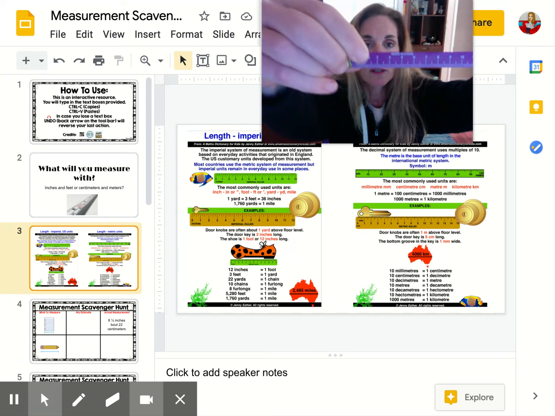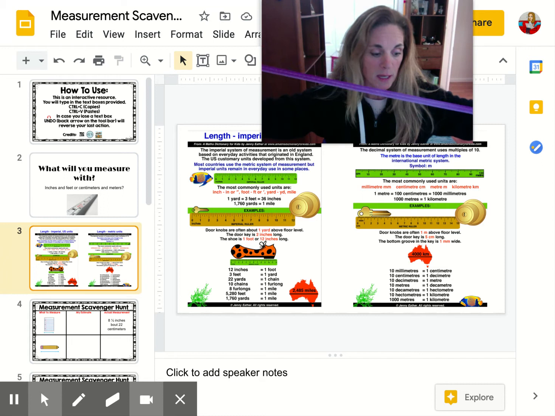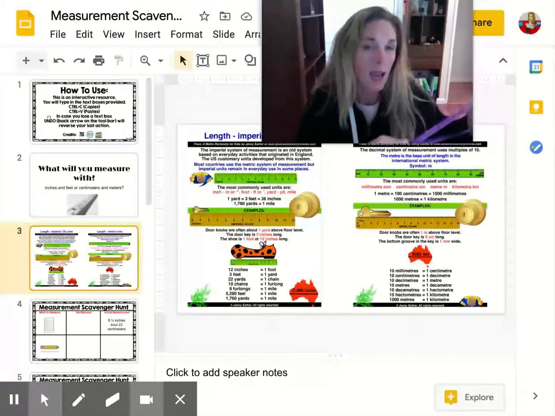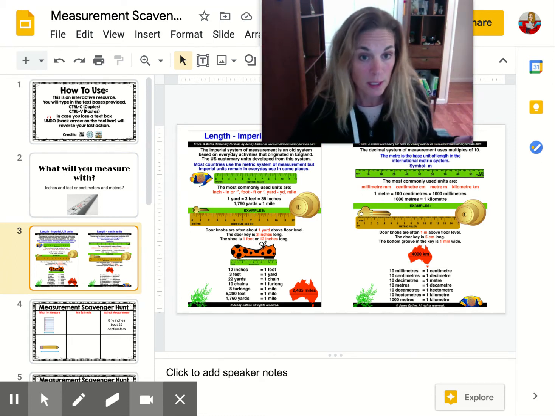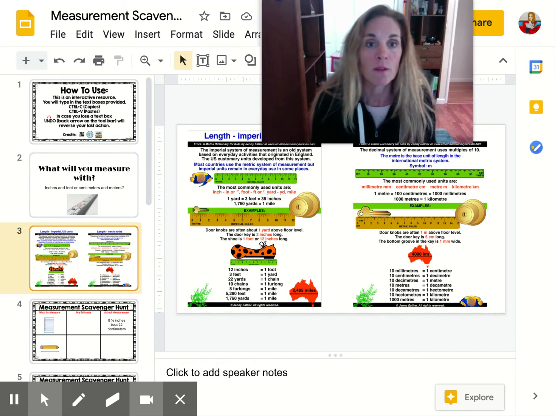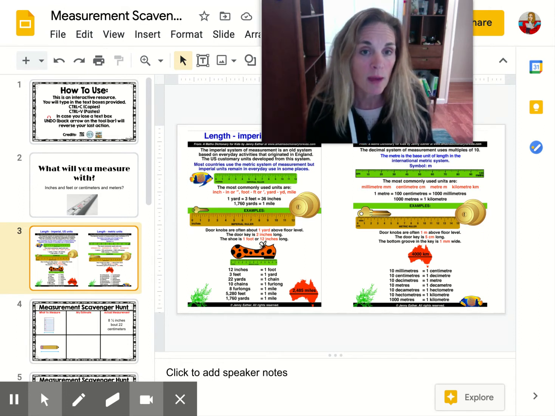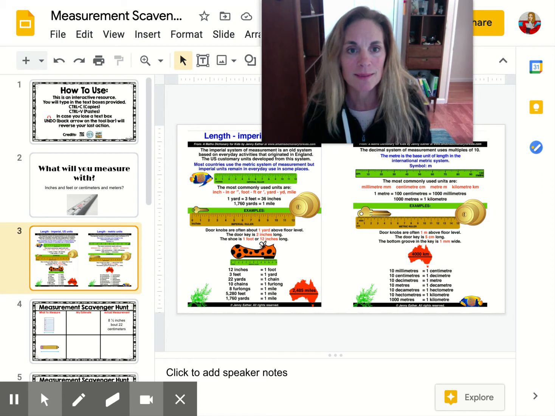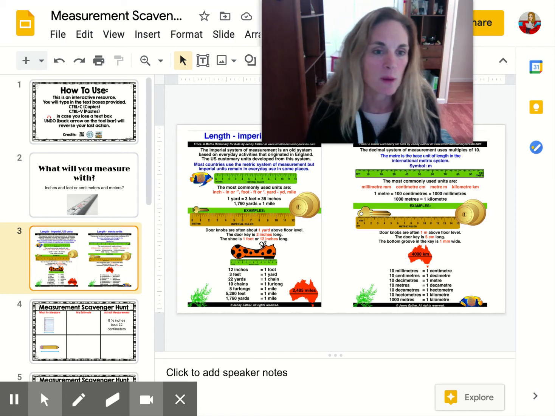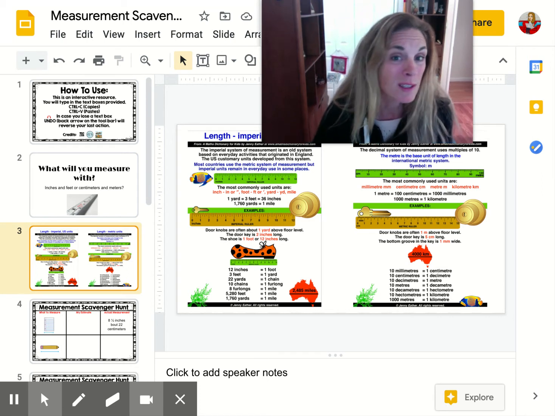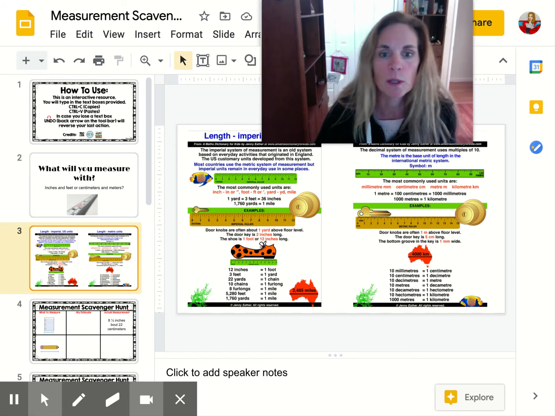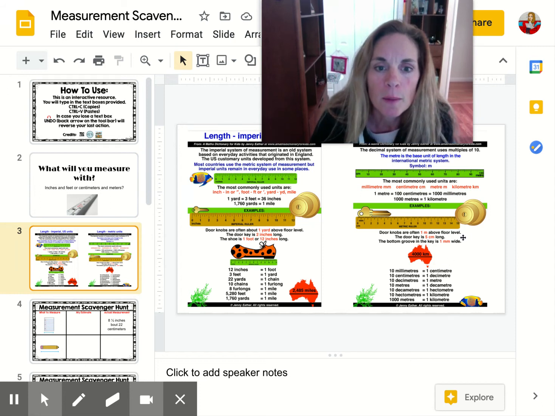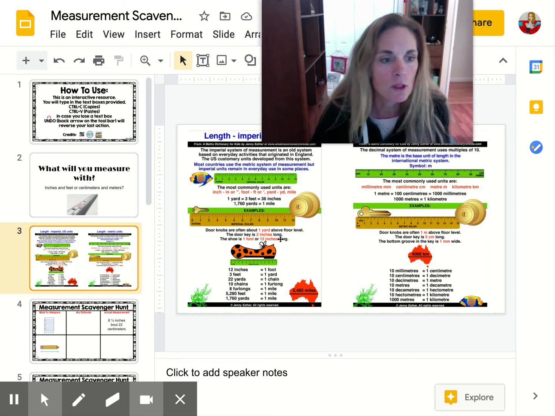And 100 of these centimeters is 1 meter. We have a yard, which is 36 inches. So if you have 2 meters, you have 200 centimeters, right? If you have 2 yards, it's kind of a pain because you have 36 plus 36. So these are just here for your reference.